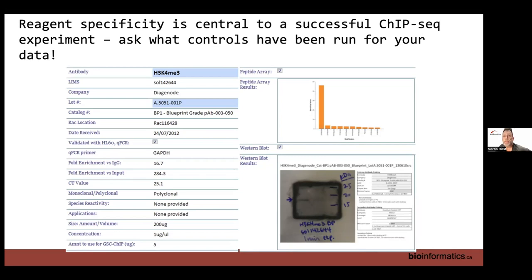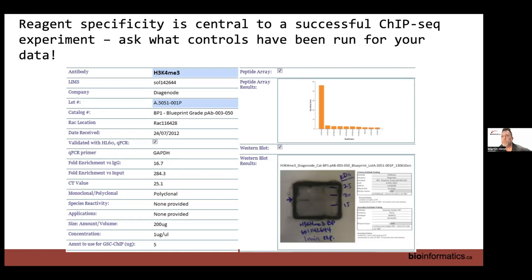And we typically will qualify a catalog and lot number and then purchase the entire lot if it's a polyclonal antibody, so that we have a consistent stock that we can use for subsequent IPs. So suffice it to say, take some time to qualify your antibody before you start your ChIP-seq experiment. And if you're receiving data from some other group or you're reanalyzing data, really ask the question of what type of qualification was done for that antibody.